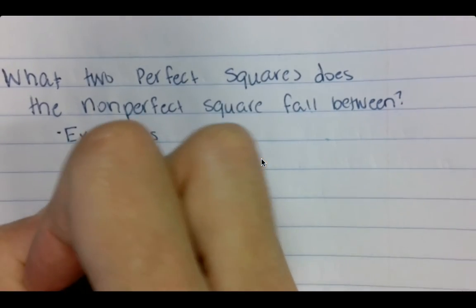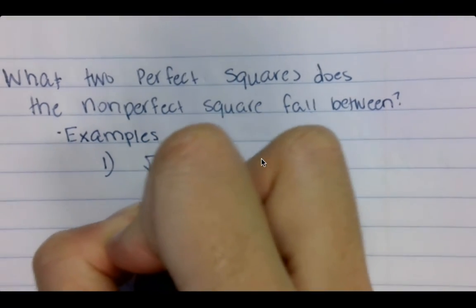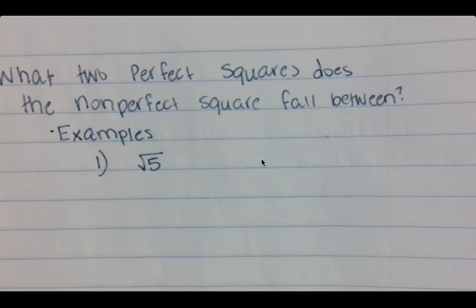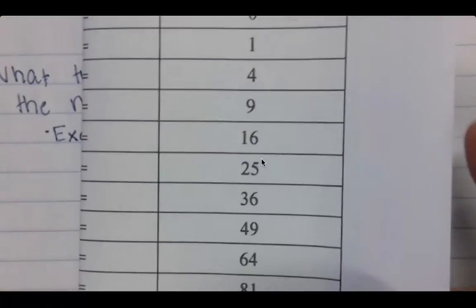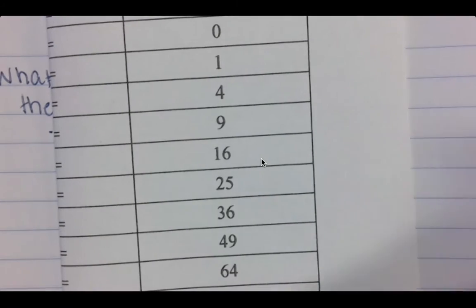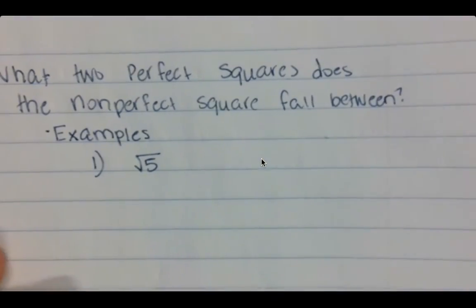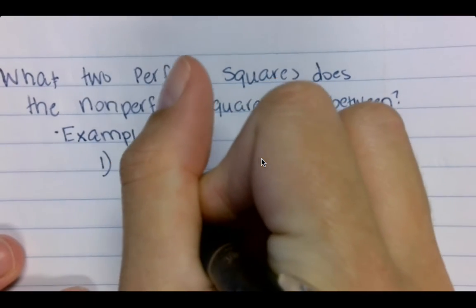All right. So example number 1, if we have the square root of 5. If you look back at your list, we are looking at our perfect squares right here. So where does 5 fall on this list? Between 4 and 9. So it falls between the square root of 4 and the square root of 9.